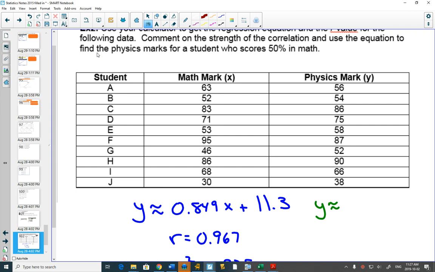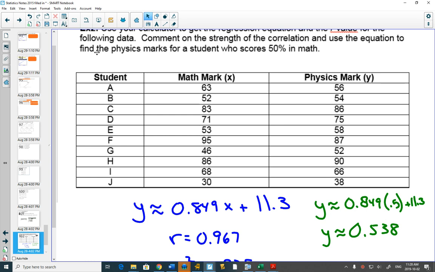We would plug in 0.849, 0.5 plus 11.3. Plug that in, and what do you get? 53.8. So that person is looking at having a 53.8% mark in physics.